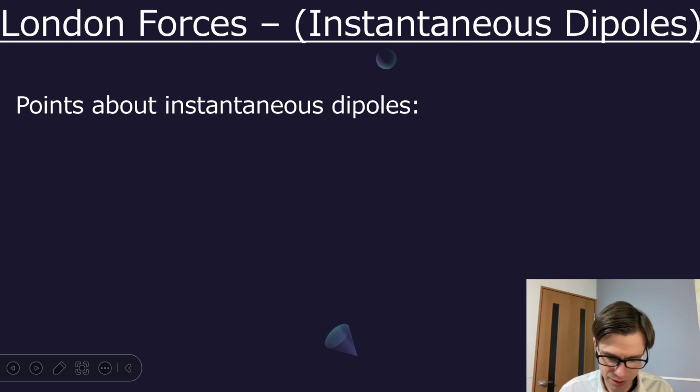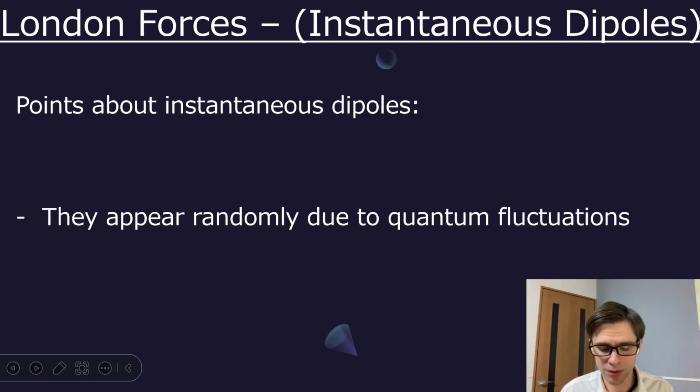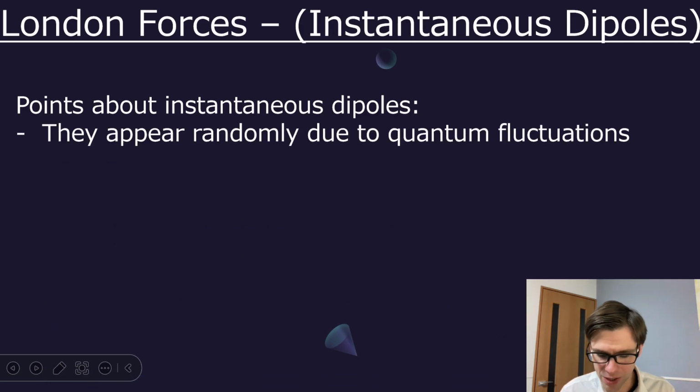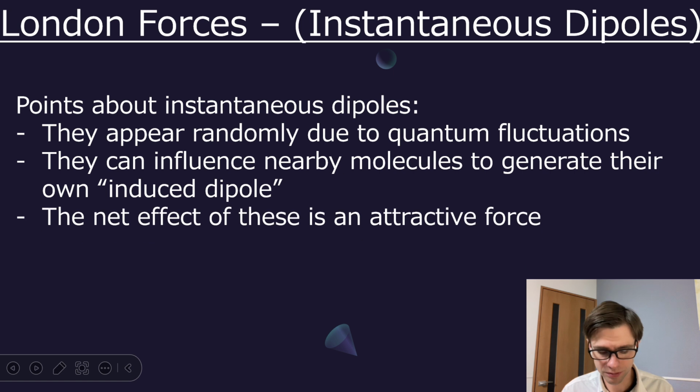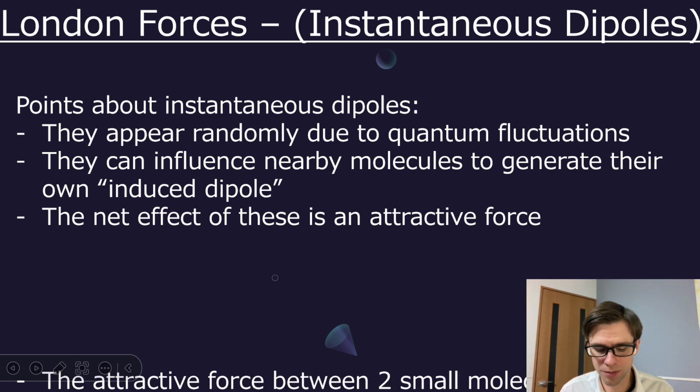So we've discussed this. Some points about instantaneous dipoles then. They appear randomly due to quantum fluctuations in the position and density of electron and negative charge. They can influence nearby molecules to generate their own induced dipole. So an induced dipole is not random. It's been caused by a nearby instantaneous dipole.